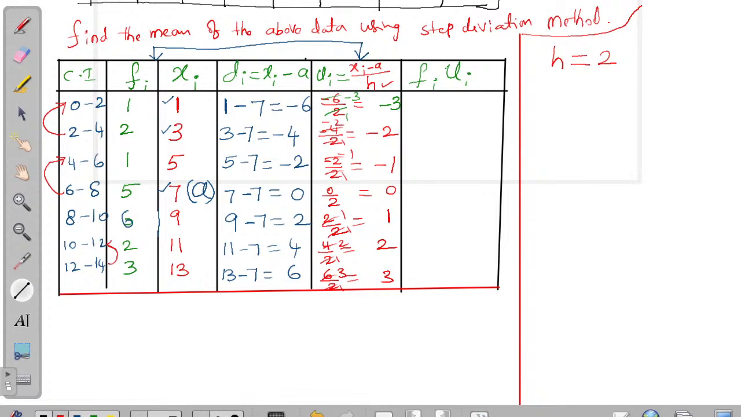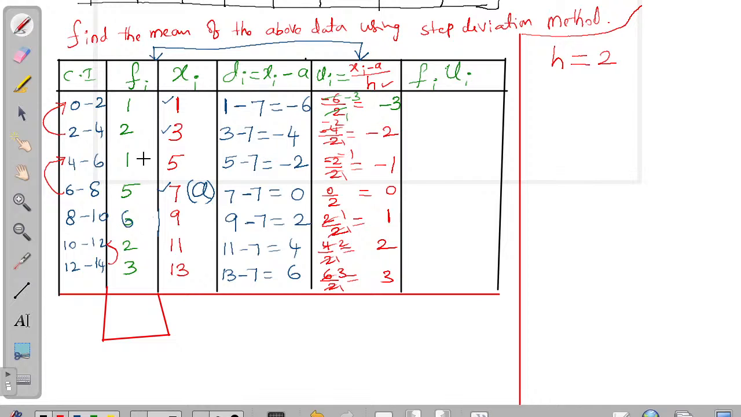Now finally we have to find sigma, because in the formula two things are there, sigma Fi Ui and sigma Fi. So for this I have to find sigma Fi. Sigma Fi value means 3 plus 2 is 5, 5 plus 6 is 11, 16, 17, 18, 19, 20. So sigma Fi value is 20.